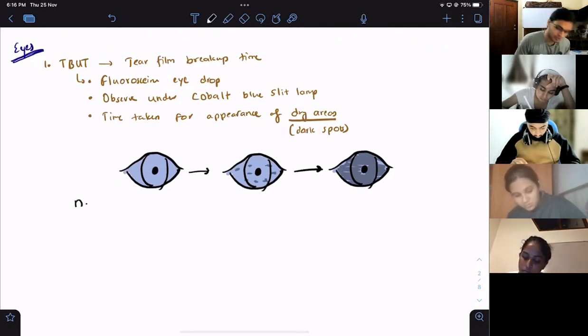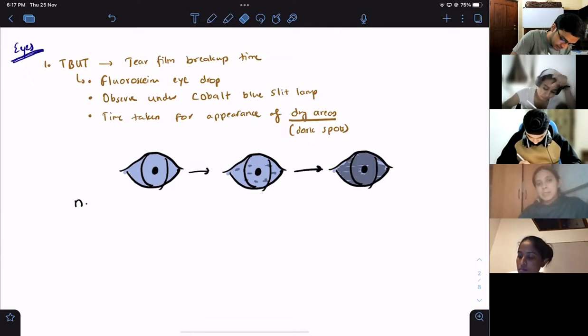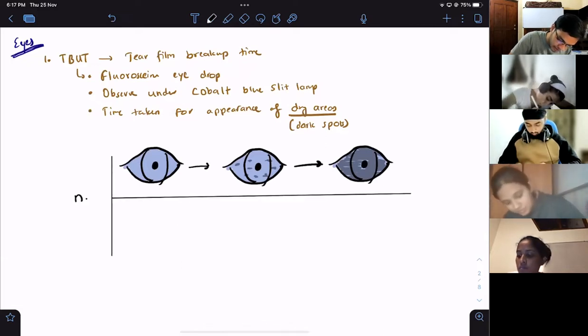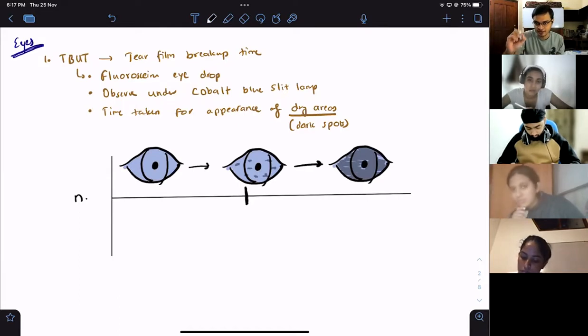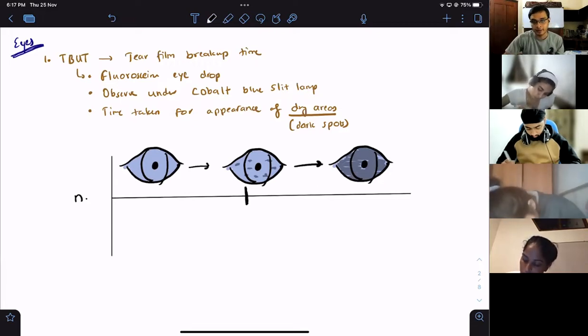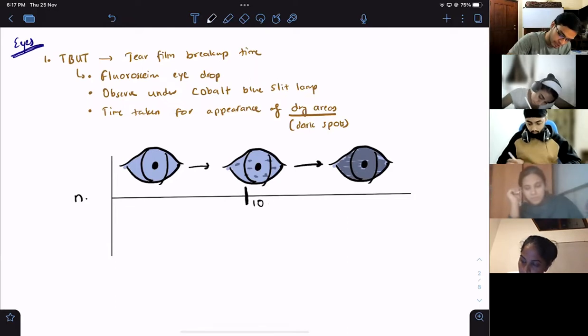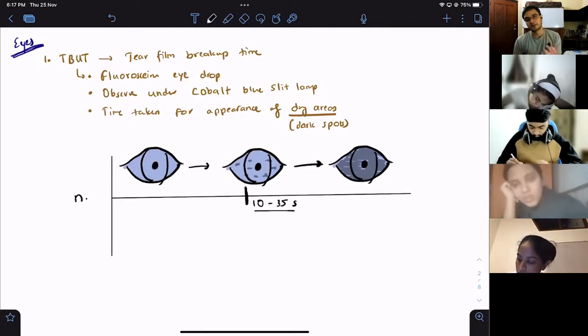Now, in a normal individual, when you do this test, we take the time from the start of the experiment, from the point where we put the eye drop, up to the appearance of the first dark dry spot. That is the time we collect. We don't wait until the entire eye becomes dark and dry. In a normal patient, this ranges from 10 to 35 seconds, so it takes 10 or more seconds for the first dry spot to come about.